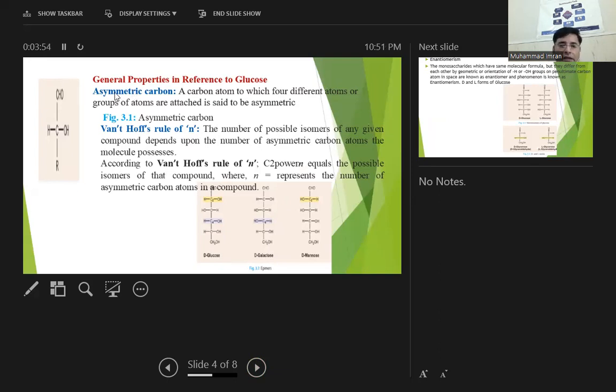An asymmetric or chiral carbon is a carbon on which four different groups are attached. According to Van't Hoff's rule, the formula is 2 to the power n, where n stands for the number of chiral carbons. If we have one chiral carbon, two isomers are possible. And if we have four chiral carbons, it means 16 isomers of glucose are possible.